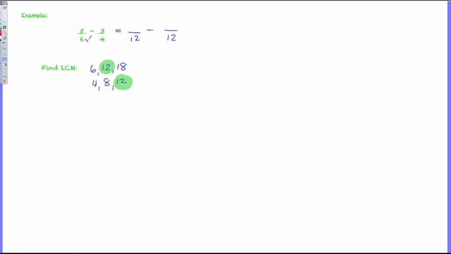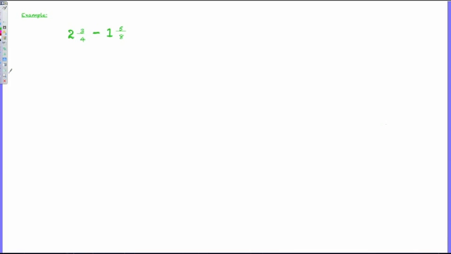6 times 2 gives me the 12, so I do that to the top and the bottom. 4 times 3 gives me the 12. 5 times 2 is 10, 6 times 2 is 12, and then for the second one, 3 times 3 is 9, 4 times 3 is 12. So it's 10 twelfths take away 9 twelfths, 10 take away 9 is 1, my denominator stays the same, so it's going to be 1/12.